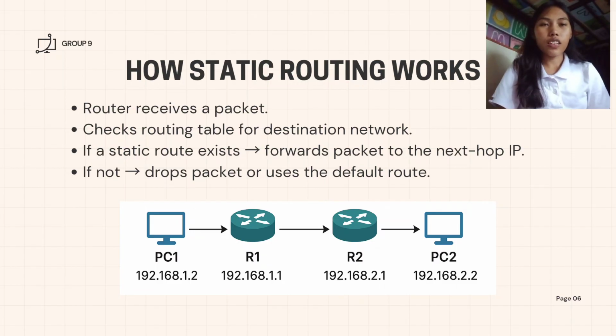The next one is: if not, it drops packets or uses the default route. If no static route matches, the router may drop or discard the packet, meaning it goes nowhere, or if a default route is configured, it sends the packet there instead. A default route acts like a fallback path for unknown destinations.